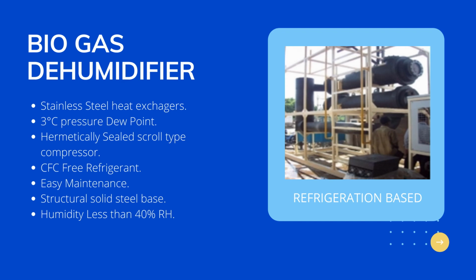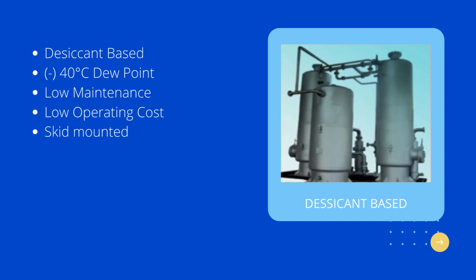Biogas dehumidifier. Stainless steel heat exchangers. 3 degrees Celsius pressure dew point. Hermetically sealed scroll-type compressor. CFC-free refrigerant. Easy maintenance. Structural solid steel base. Humidity less than 40% RH. Desiccant based. -40 degrees Celsius dew point. Low maintenance. Low operating cost. Skid mounted.